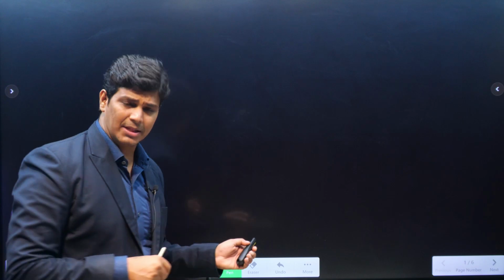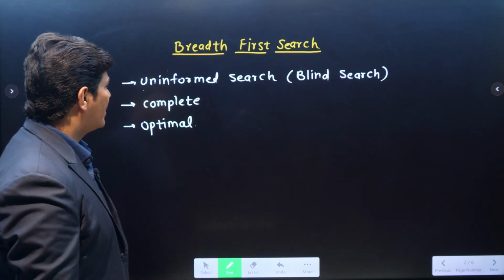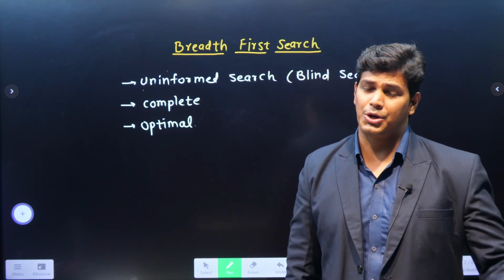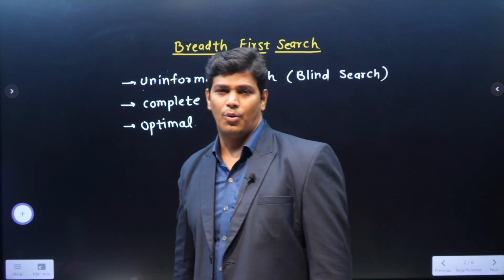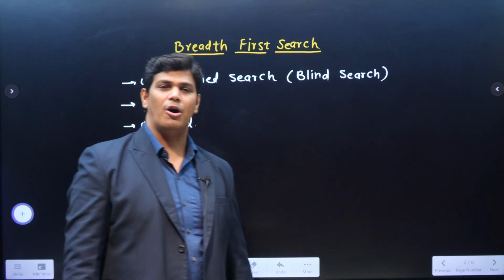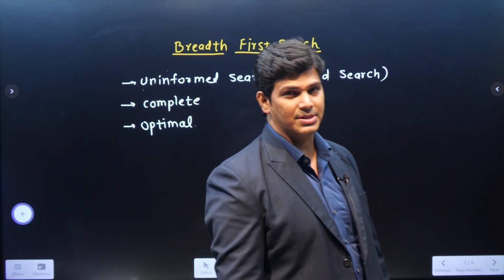Now what is exactly breadth first search? So guys, in artificial intelligence, there are two types of search, we can say. One is uninformed search and the second one is informed search.